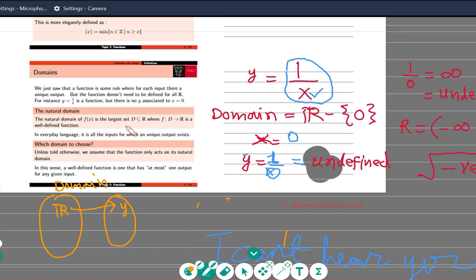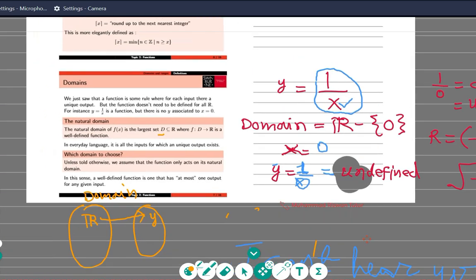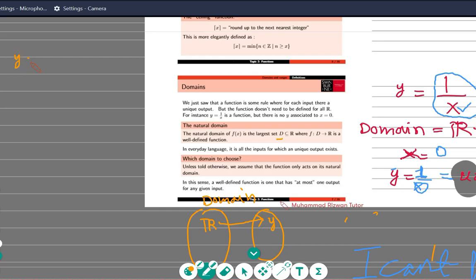The natural domain of f of x is the largest set. D is the domain, D is a subset of R. Subset of R means it is not the complete real number line, it is some part of the real number line. The domain is for a well defined function. Sometimes it is not well defined for all real numbers. If I say this function is from real to real, it is not a function. Domain is denoted by D. Domain is a subset of R.